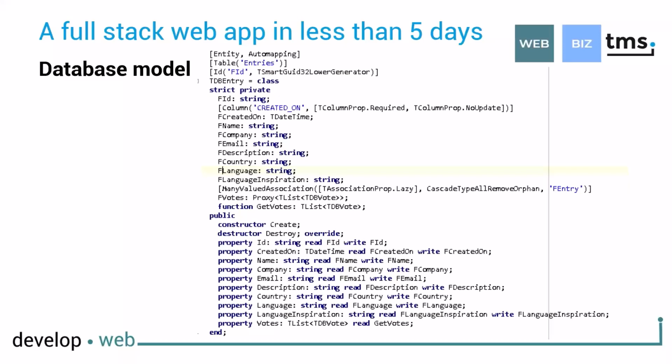XData works together with TMS Aurelius, which is our object relational mapping product. And that means that we can deal with object Pascal objects instead of directly dealing with the underlying database. And here you can see the mapping of the entries table in the SQLite database to an object Pascal class that represents an entry. And you can see here the timestamp of creation, for example, the ID, the name, company, etc.